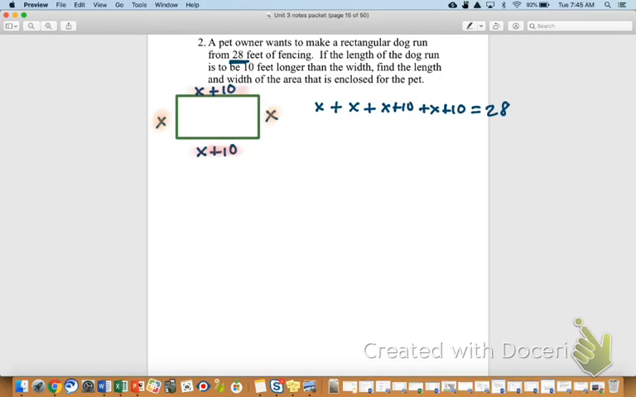All I have to do now is add some like terms, do some simplifying, and I'm good. I've got 4 x's, so that'd be 4x. 10 plus 10 is 20. Now it's just a question of solving, so I subtract the 20 from both sides.